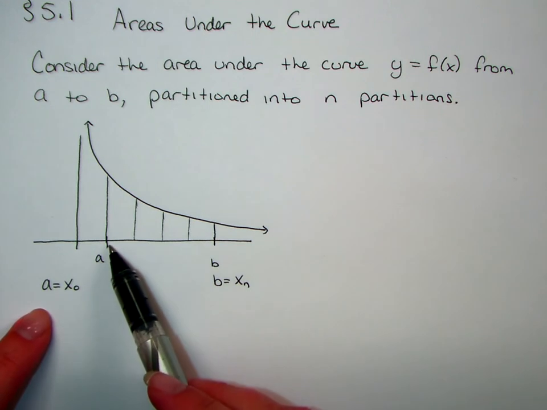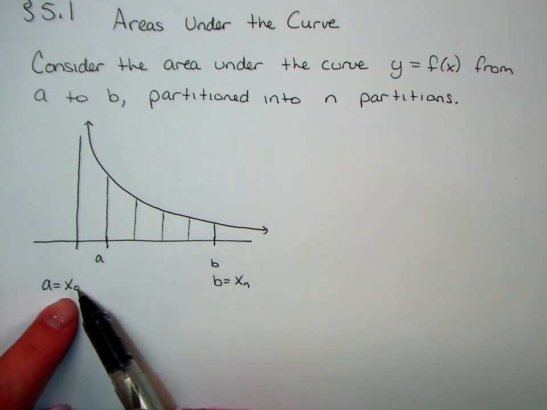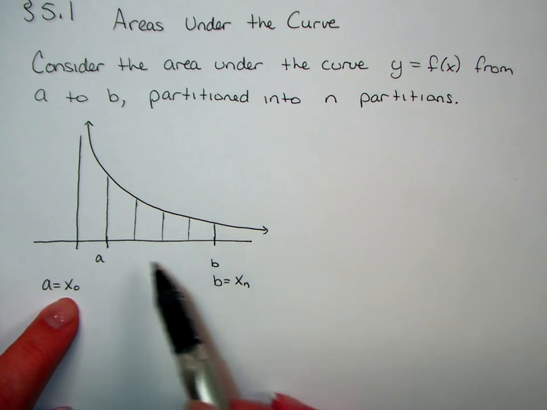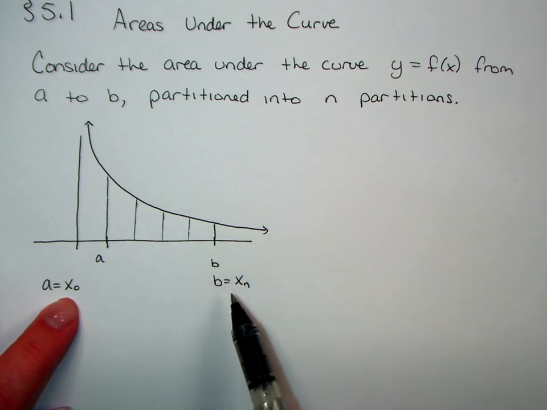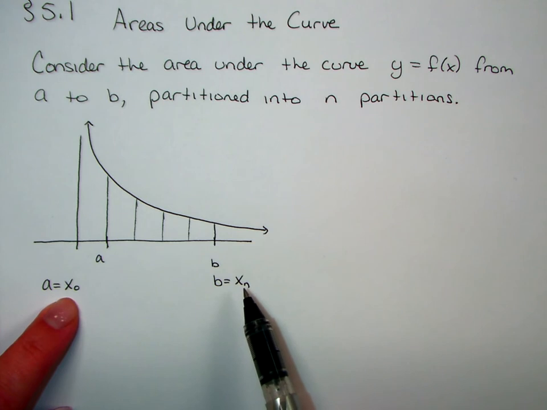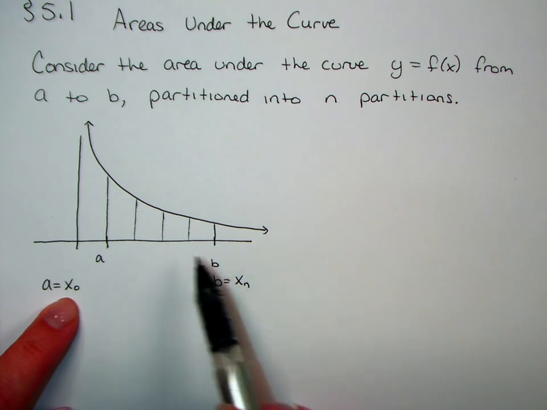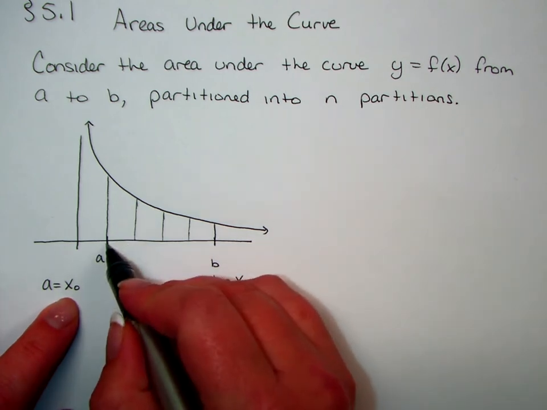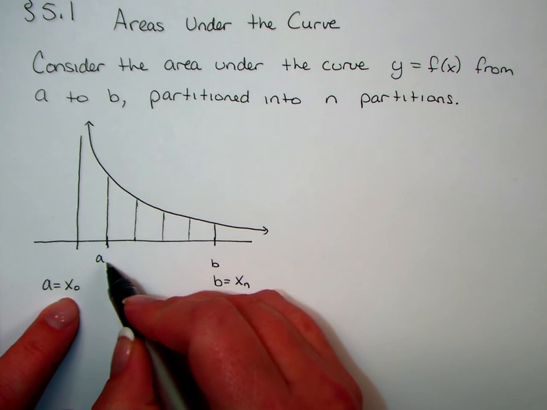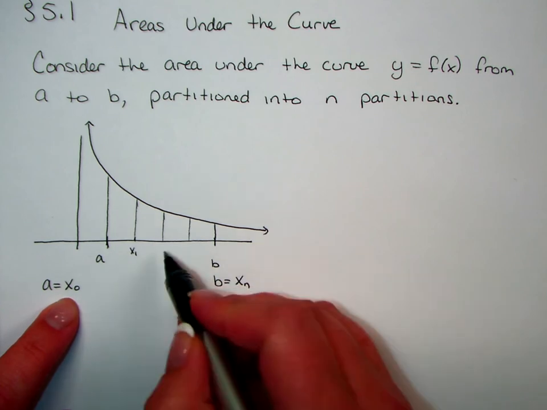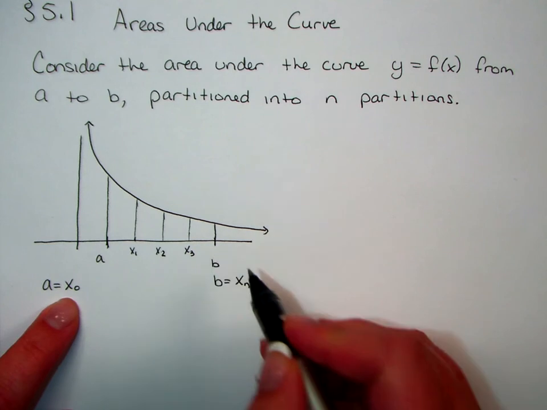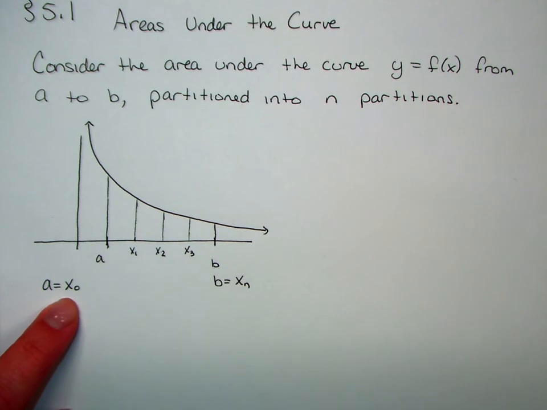So at A is going to be our x sub 0 partition, and then at B is going to be our x sub n partition. So I did 4 partitions, right? So x sub 4 is going to be the B value. If we did like 100 partitions in here, that would be x sub 100, right? So we're going to start with A. This is going to be our x sub 1 partition. This is our x sub 2 partition. This is our x sub 3 partition. And then B is our x sub n partition.